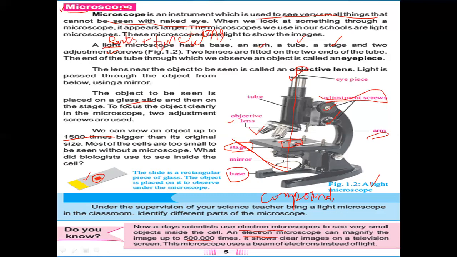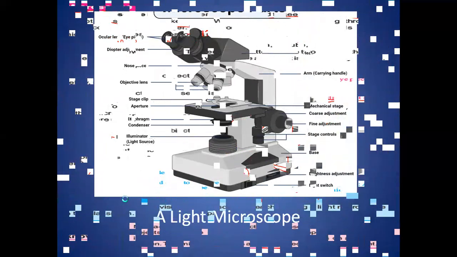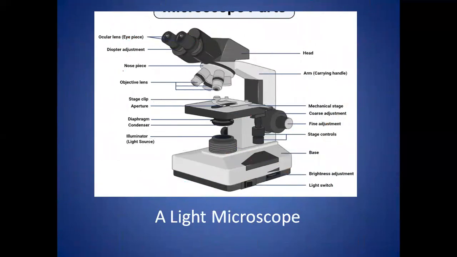And we use a television screen or computer screen with that to see our images. In a light microscope we have to use light, but here we have to use a beam of electrons. We have studied about electrons, protons and neutrons, so those beams of electrons we use.